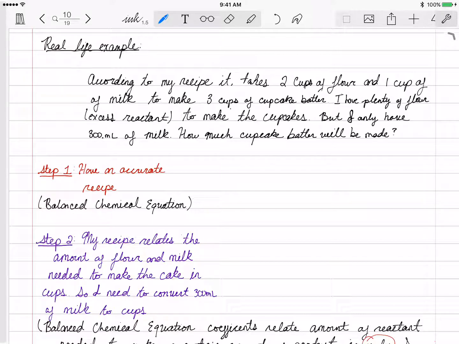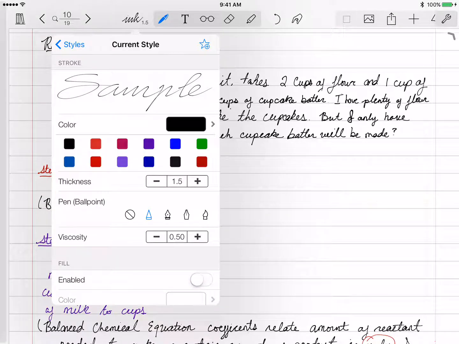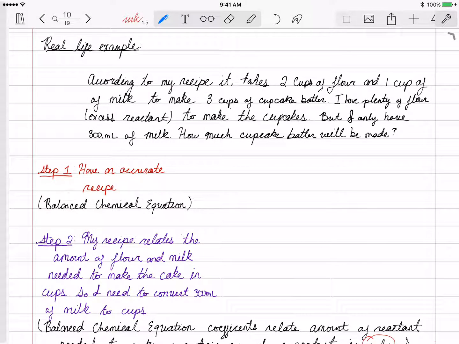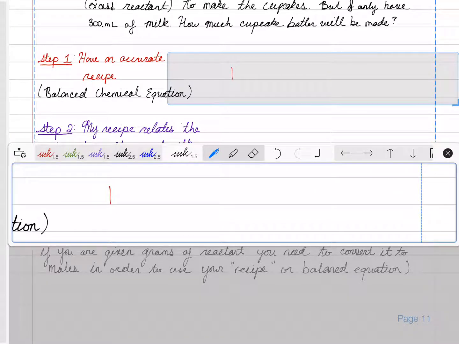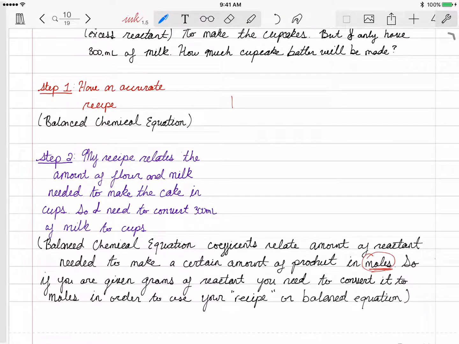My first step is to have an accurate recipe, or a balanced chemical equation. And so I'm just going to write out that it's going to take 1 cup of milk plus 2 cups of flour goes to 3 cups of cupcake batter.